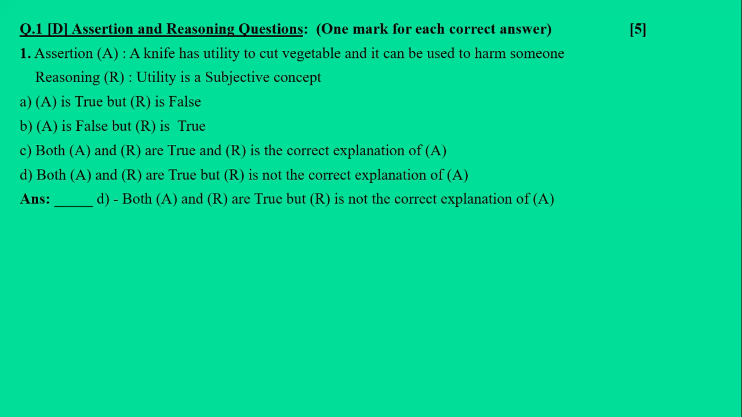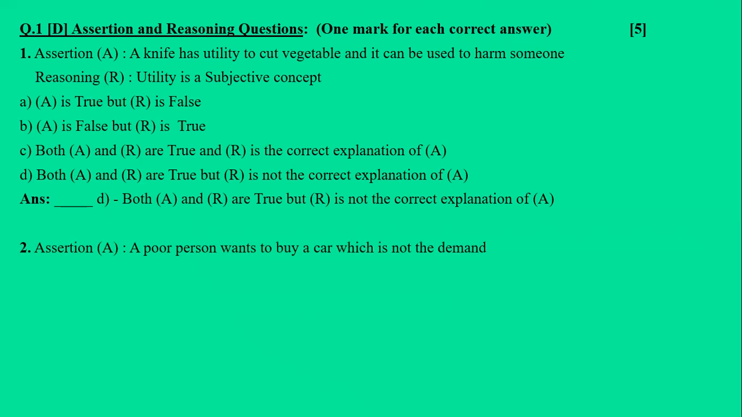Exactly. The assertion, a knife has utility to cut vegetables and it can be used to harm someone, is a correct, true statement. Reasoning, utility is a subjective concept, is also true, but R is not the correct explanation of A. Again, don't write only D. Write the answer in full, option D, that both A and R are true, but R is not the correct explanation of A.